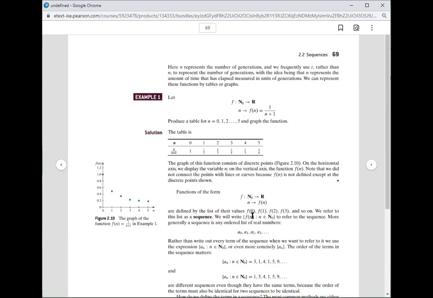So the function of this one, we also call it a sequence. The list of this function is called a sequence. In general, we represent it something like a_n, where n is an element of N_0 or positive integers. Like 3, 1, 4, 1, 5, 9, and so on. And there's another example here.